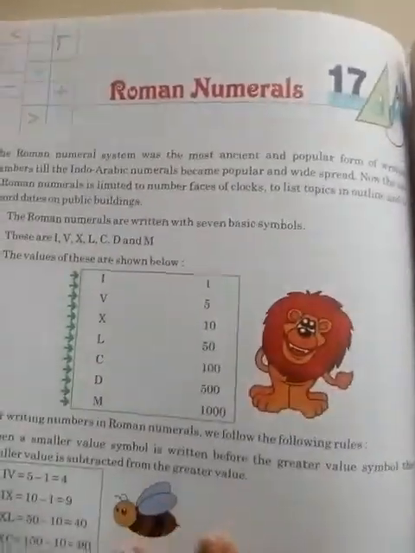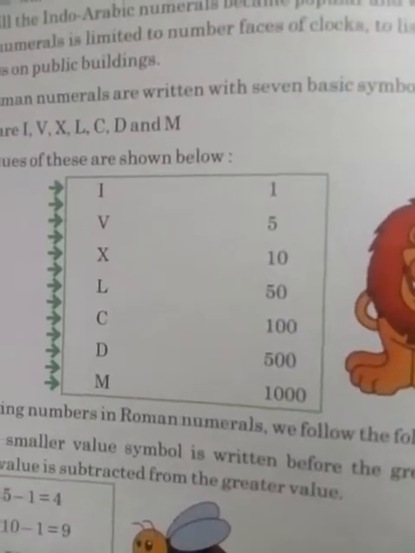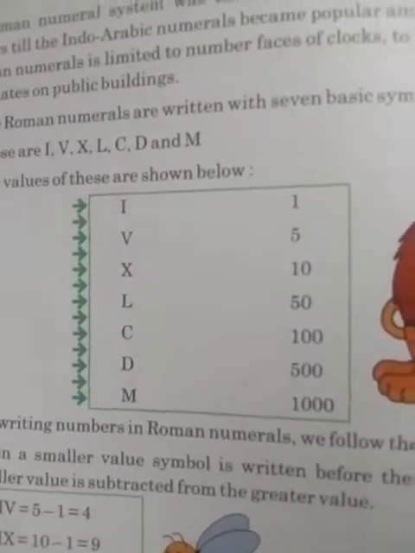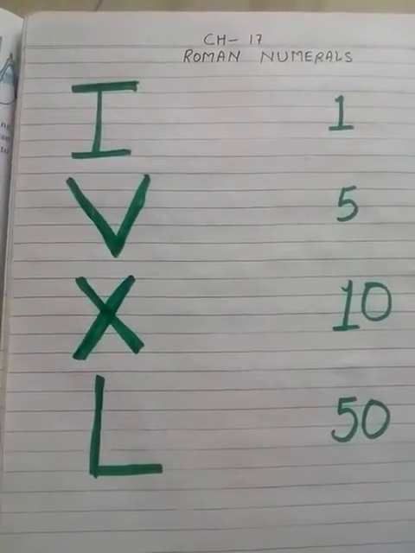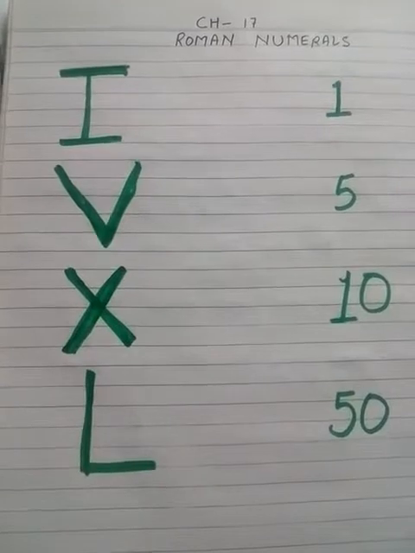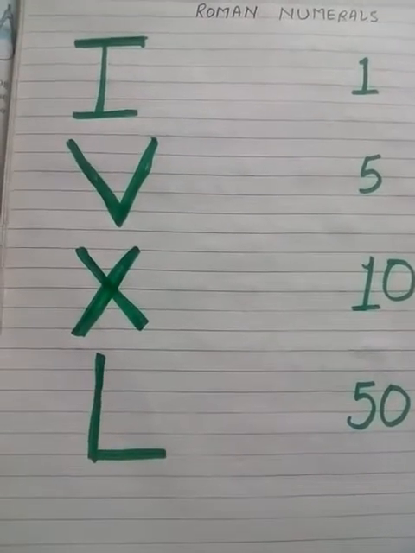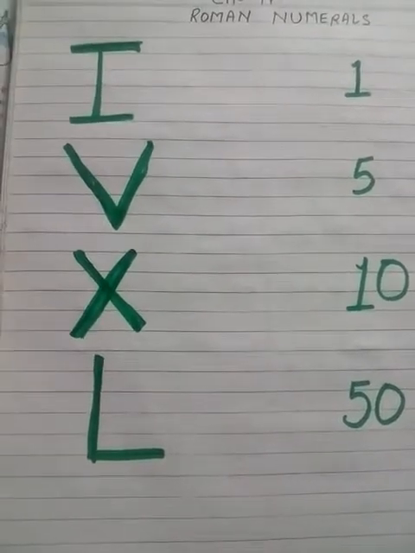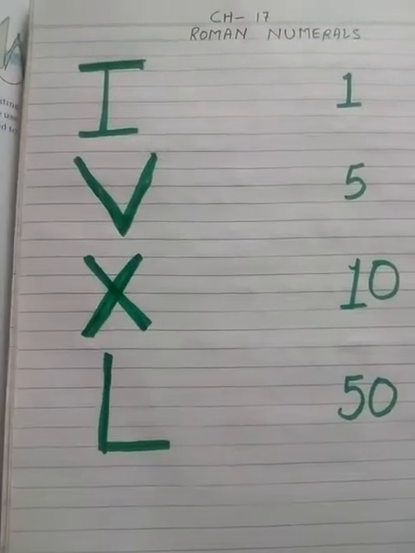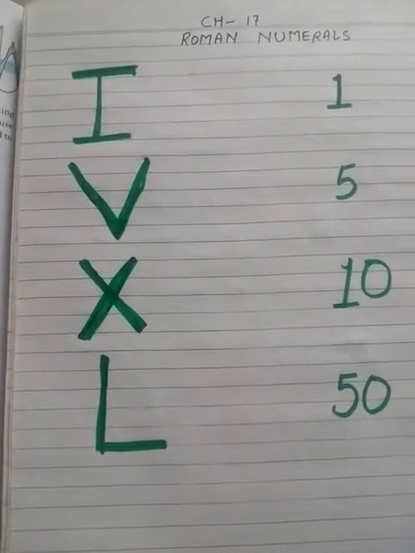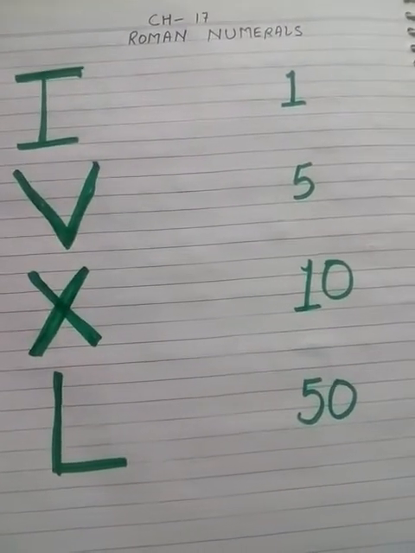Okay, there are 7 basic symbols which are indicated by the alphabets and have some numeral values: I, V, X, L, 1, 5, 10, 50. I stands for 1, V stands for 5, X stands for 10 and L stands for 50. Today we are going to learn only about 4 Roman numerals, and then in the next classes we are going through the C, D and M, that means 100, 500 and 1000.